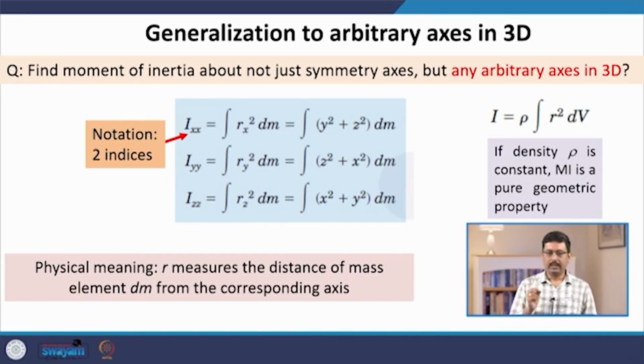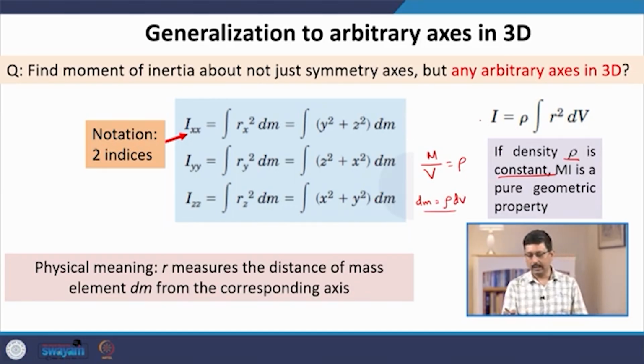suppose the object has a finite, constant, uniform density. So, rho is the density, that is, if the mass of the object is m and its volume is v, then m by v is rho and this is constant. Then this dm, remember, dm is rho times dv, and then you can take this rho outside the integral, and hence it will become a pure geometrical property. Whatever integral is present is a pure geometrical property of the object and it is just a volume integral.